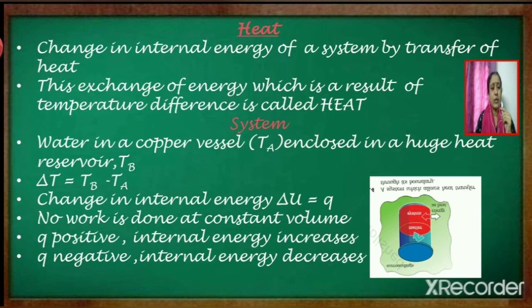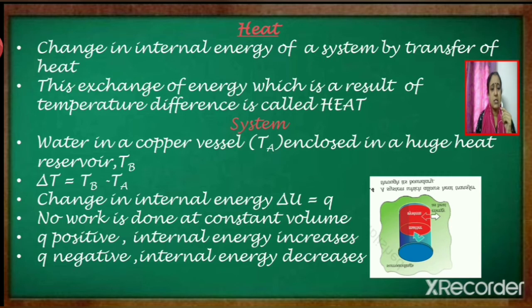The transfer of heat will take place only if the system and the surroundings are at two different temperatures. There can be transfer of heat either from the system to the surroundings or from the surroundings to the system. When will there be a transfer of heat from the system to the surroundings? If the system is at a higher temperature. Now if the surroundings is at a higher temperature, then the transfer of heat will be from the surroundings to the system. So this exchange of energy, which is a result of temperature difference, is called heat.